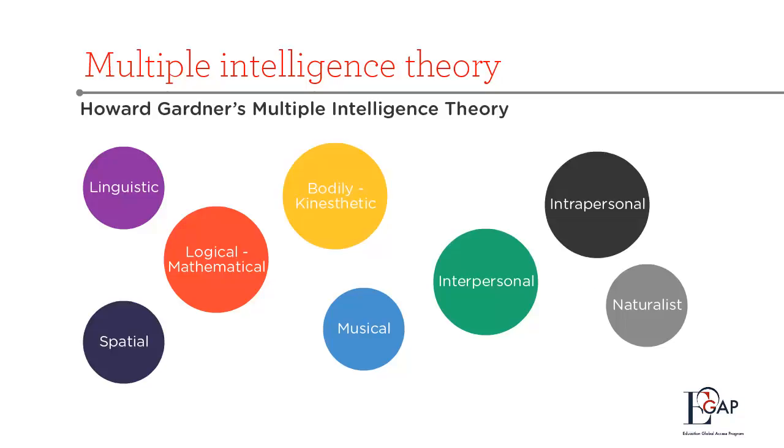One of your students might be a naturalist and interpersonal learner, while you yourself might be a mostly logical mathematical learner. Once you understand the different intelligences of your students, you can start building your lessons to appeal to their individual learning styles, making it easier for your students to learn the material. The question is, how do you identify those different kinds of intelligences?